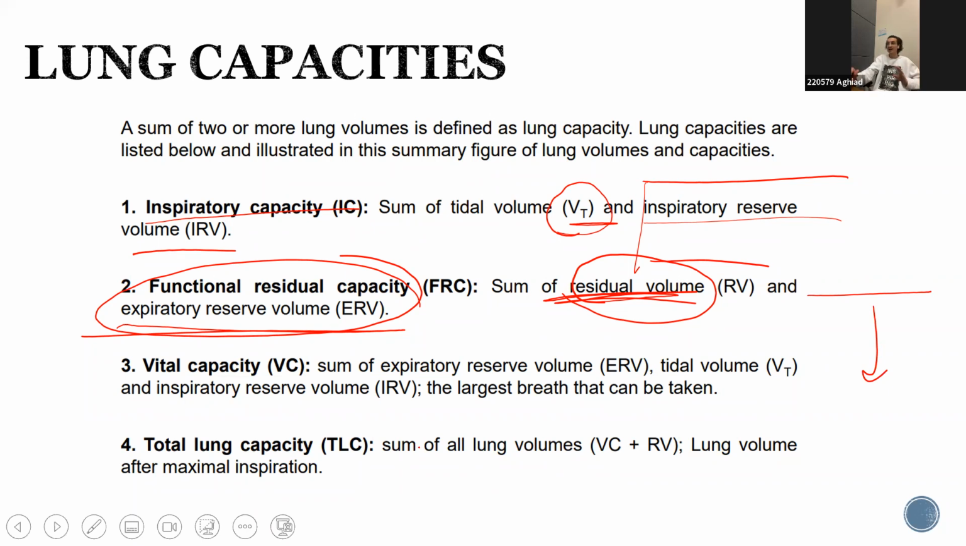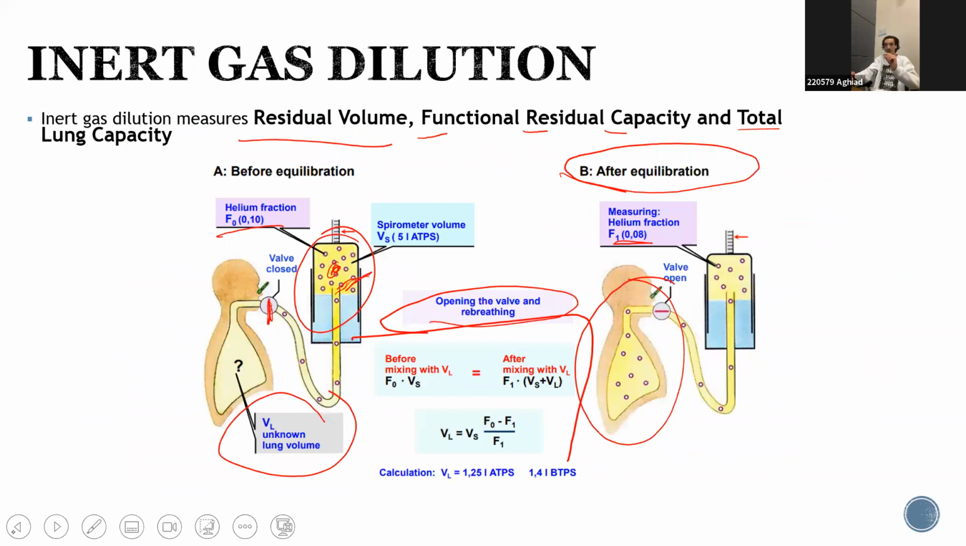And now, because we calculated the residual volume through the inert gas dilution, we're able to measure the functional residual capacity, because it's the maximum amount of air you can breathe out plus the residual volume. We weren't able to get the residual volume in the spirometer. Now we can get it through the inert gas dilution method. So it helped us obtain the residual volume and the functional residual capacity, which is the addition of two volumes. And because now we have everything, we can measure the total lung capacity. Is everything clear so far?